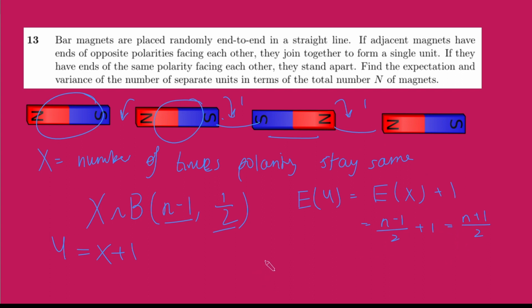And now how about the variance? This is maybe slightly less interesting, but for the variance of Y, we can use properties of variance. This is just going to be the same as the variance of X, because adding or subtracting a constant doesn't impact the variance. And to work out the variance of X, you take the n value, which in this case is n minus 1, multiplied by the p value, which is a half, multiplied by 1 minus p, which is also a half. In this case, that would be n minus 1 over 4. And that solves this problem.